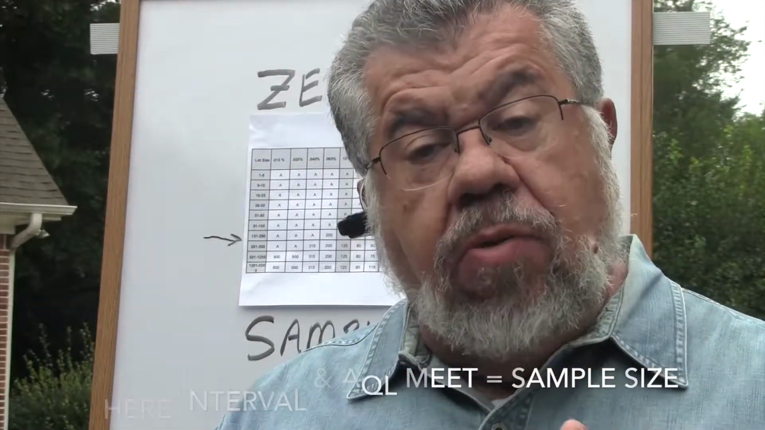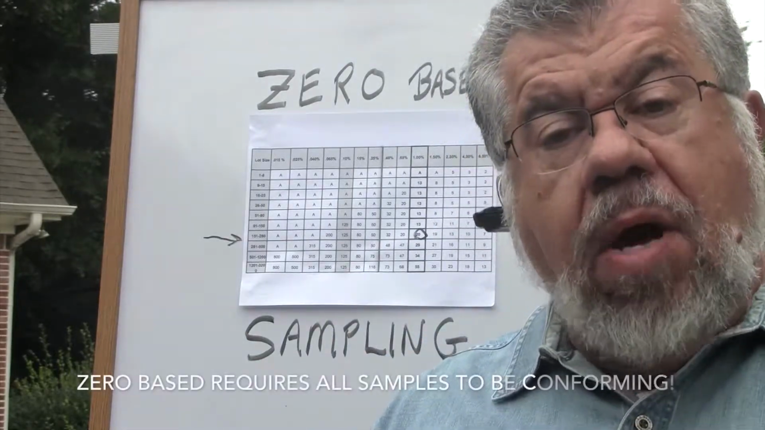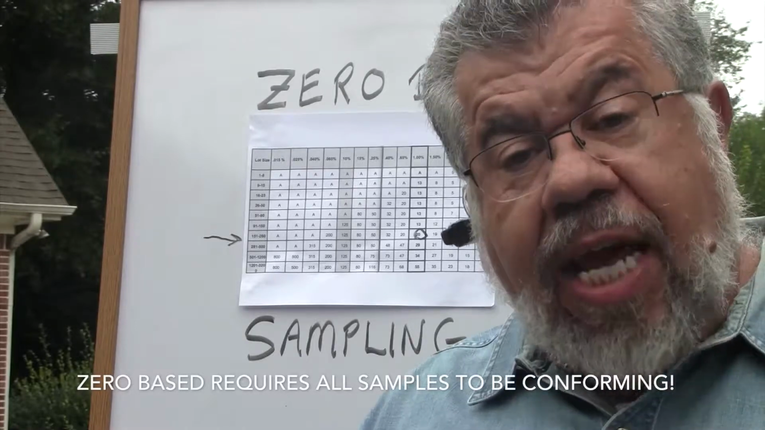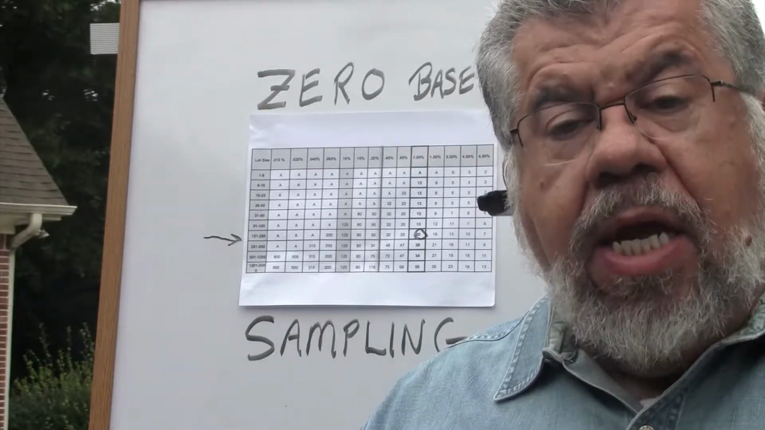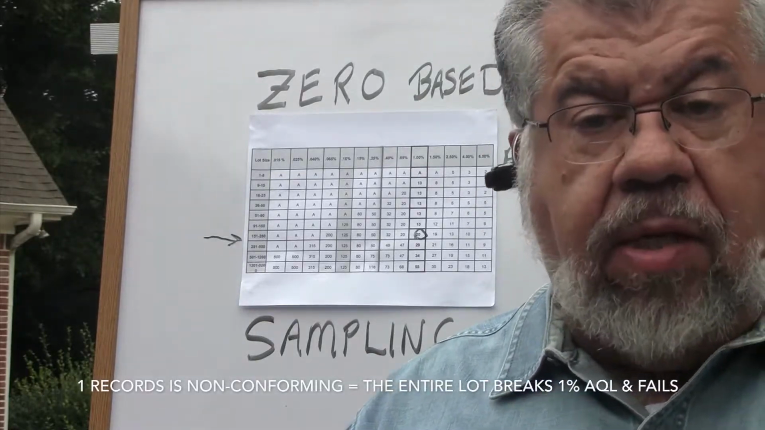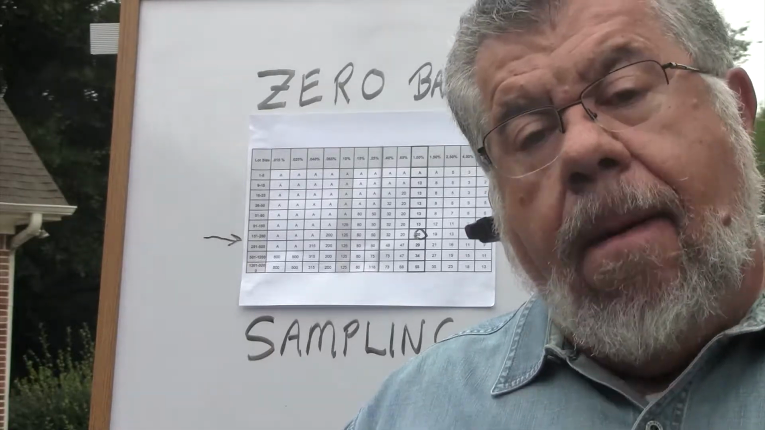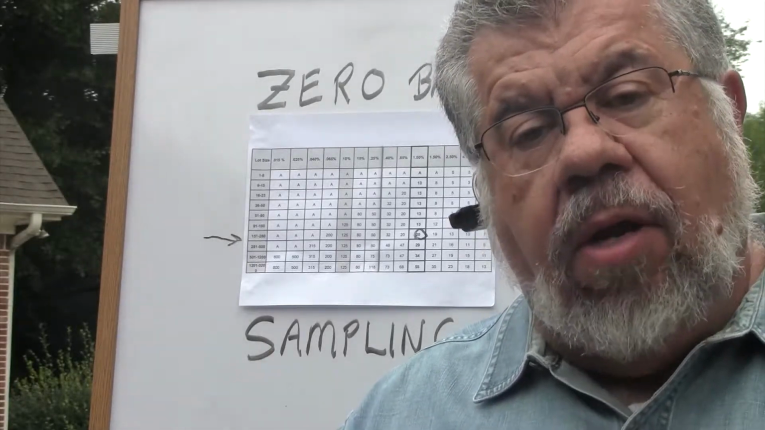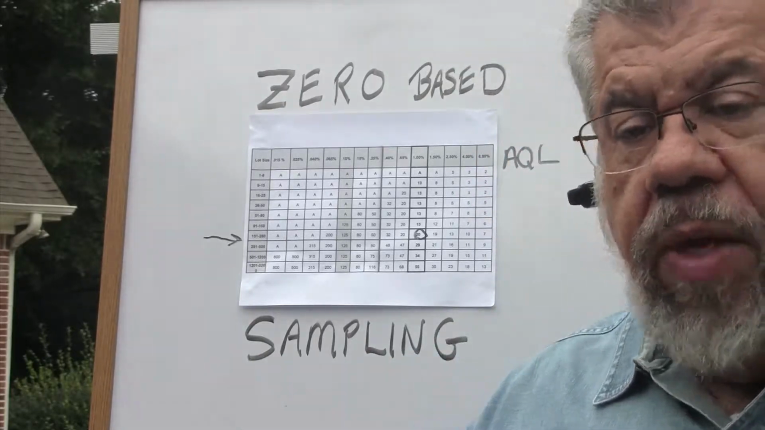Now, this is a zero-based sampling plan. So understand that out of that sample size of 20, we must have 100% conforming records. If one record is bad, then the lot fails. All 250 records are suspect. And then what happens is now the company, the enterprise, must check the entire lot 100% to make sure that there's no additional bad records.